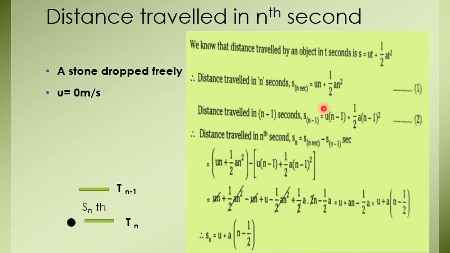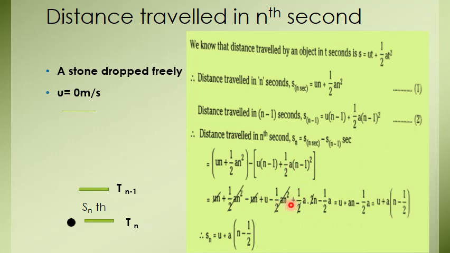But s of n seconds is un plus half an square. S of n minus 1 is u into n minus 1 plus half into a into n minus 1 whole square. That only you have to write here in the two brackets, isn't it? So here s of n, and here it is s of n minus 1. So it is a minus b whole square. So substitute the value, multiply with half a, and here u into n, un, minus u into n minus 1, plus u, and half into a into n minus 1 whole square.